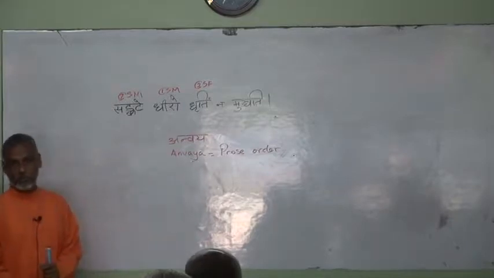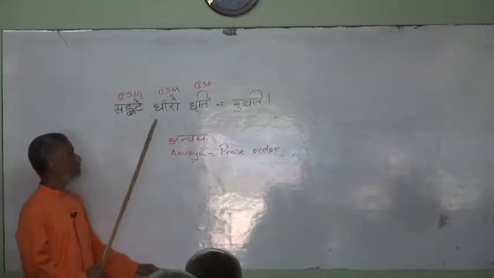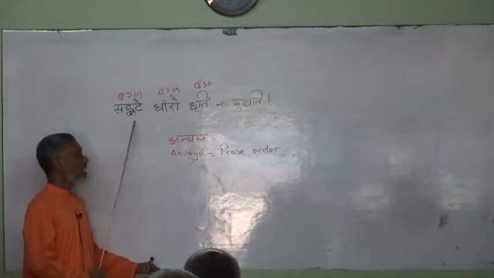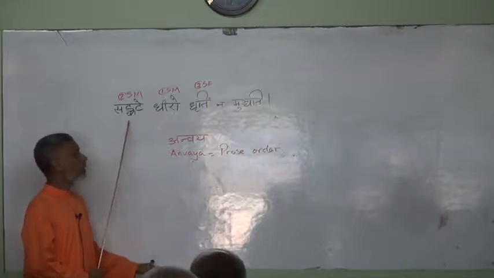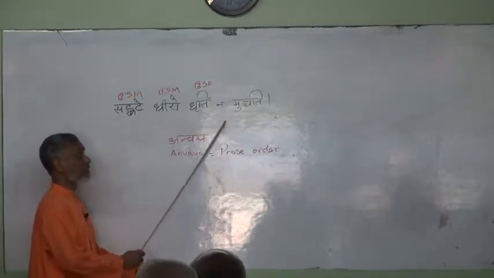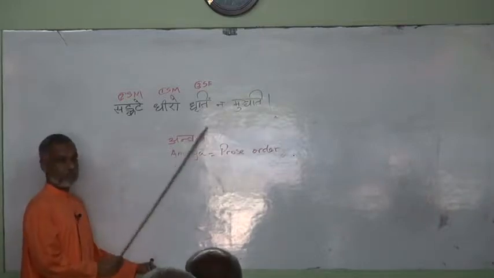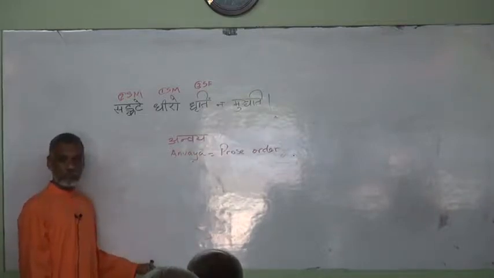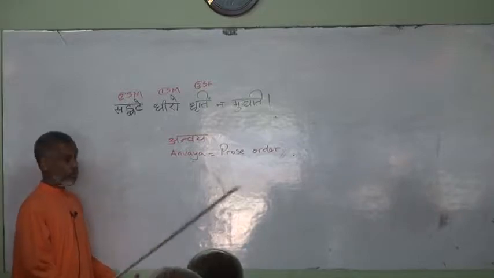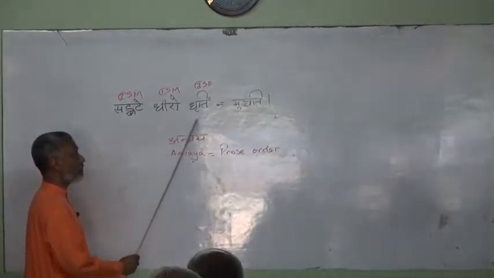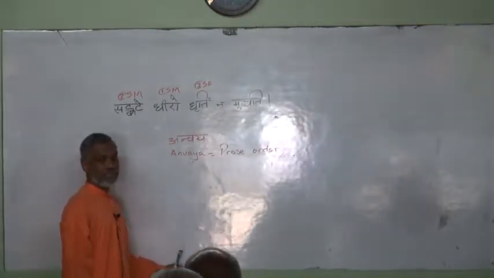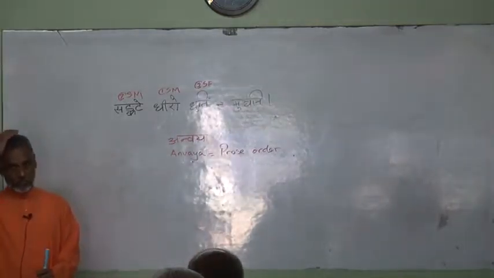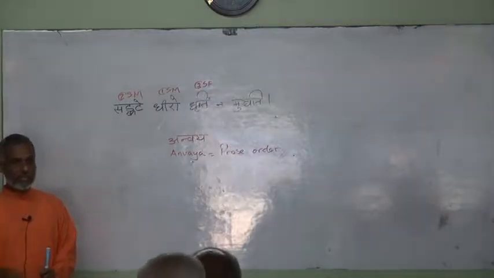Sankat means difficulties. And here this is in seventh case. So it will be what? In difficulties, the wise one does not drop fortitude. So you have to identify and get the prose order first. The best thing is always Dhiro na munchati. That is the sentence actually. Other things are just additions.